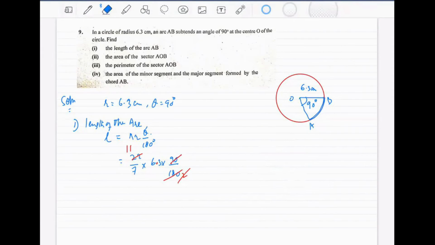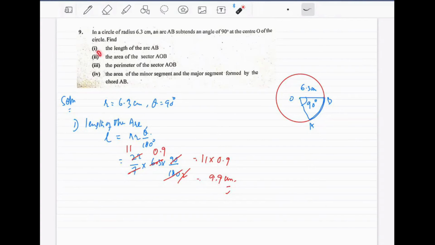So if there is 6.3 right here, you can cancel 7 and 6.3. 7 nines are 63. But you have to have a decimal point in the front, 0.9. No denominator is left, right? 7, 180, all of them are cancelled out. And what is remaining? 11 and 0.9 is remaining. So we will write 11 into 0.9. If you multiply, it's 99. 11 nines are 99. One decimal point, so we will put one decimal point in between. Right. So Roman number 1 is done. Length of the arc AB is found out now.